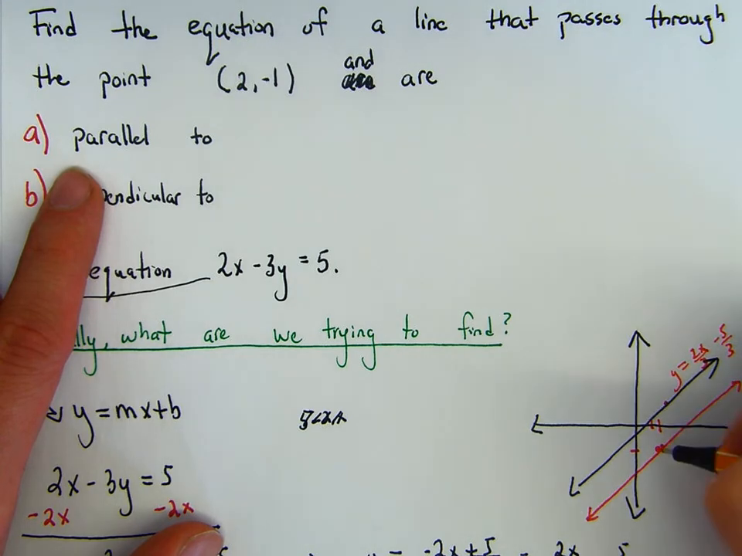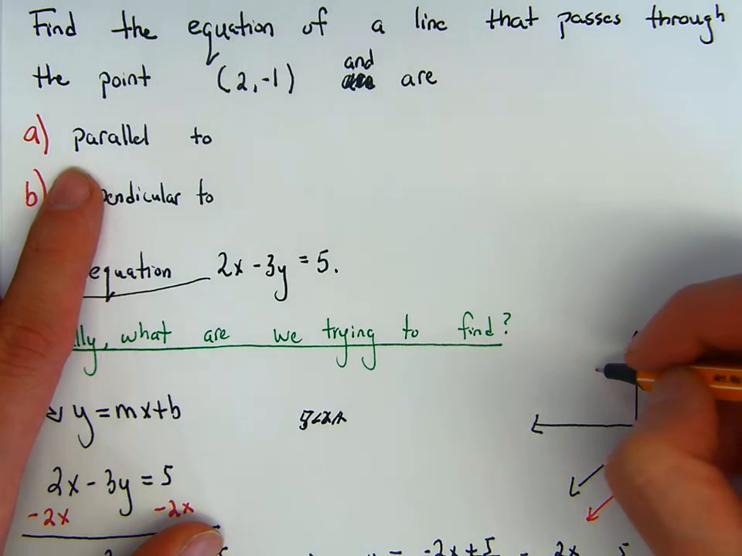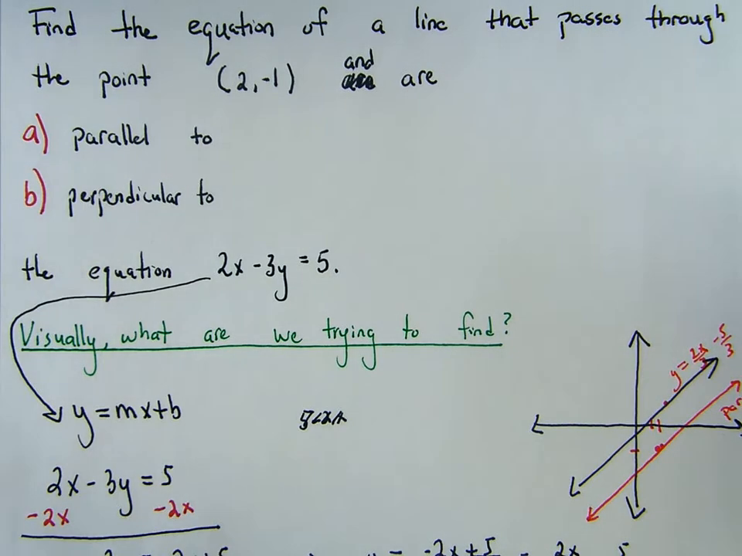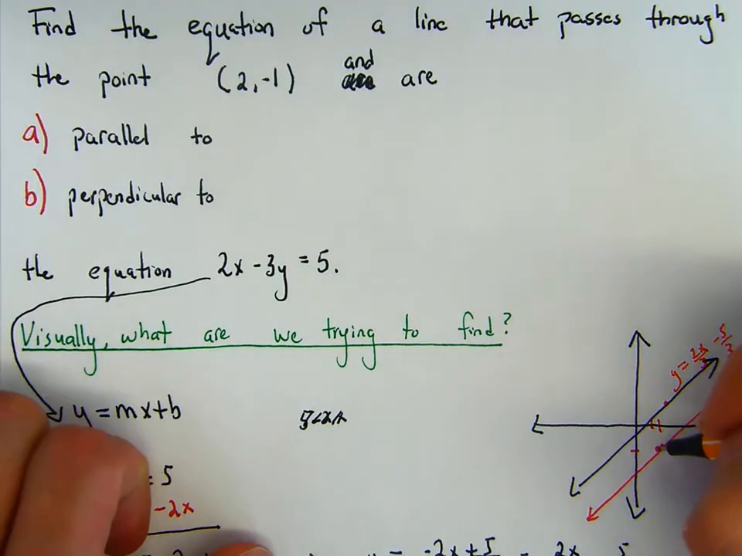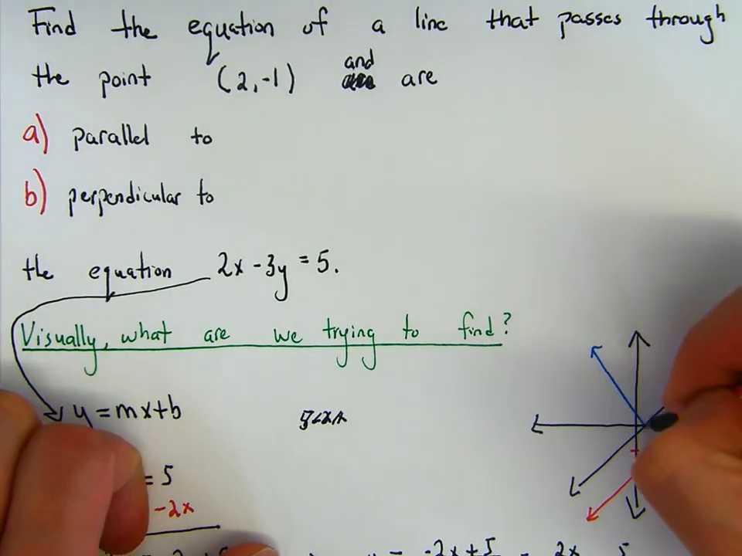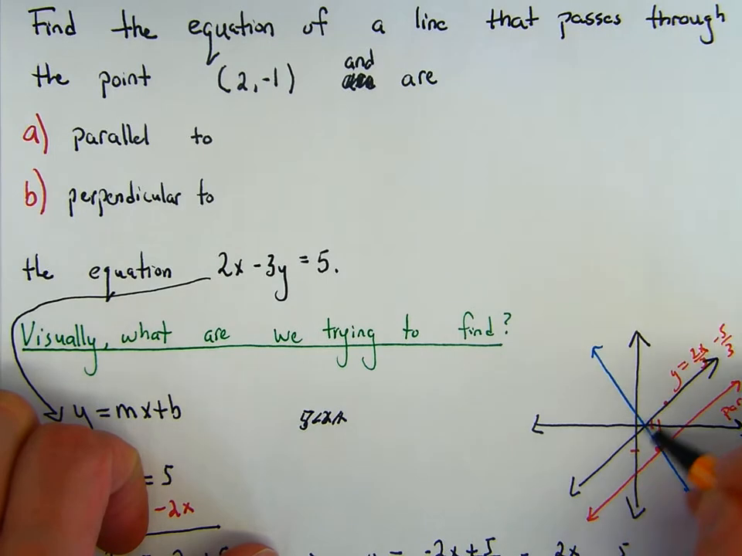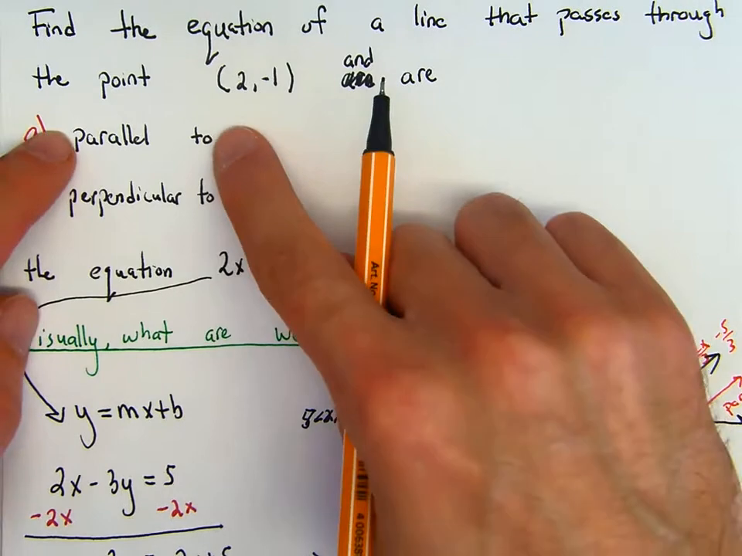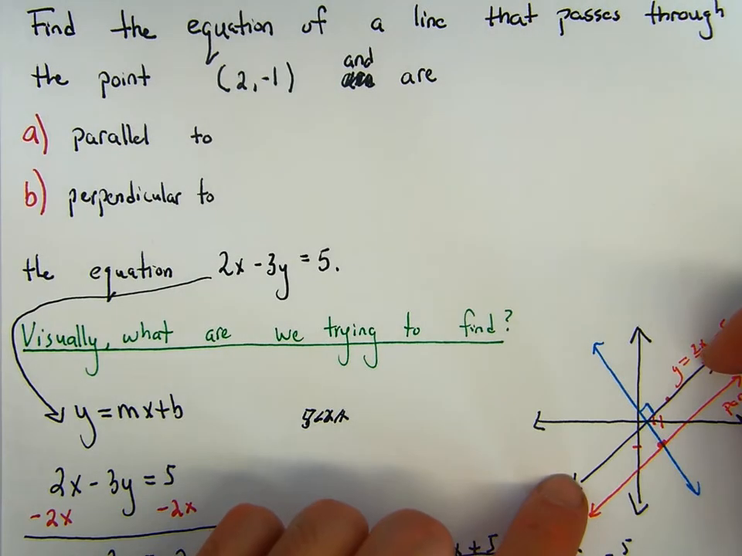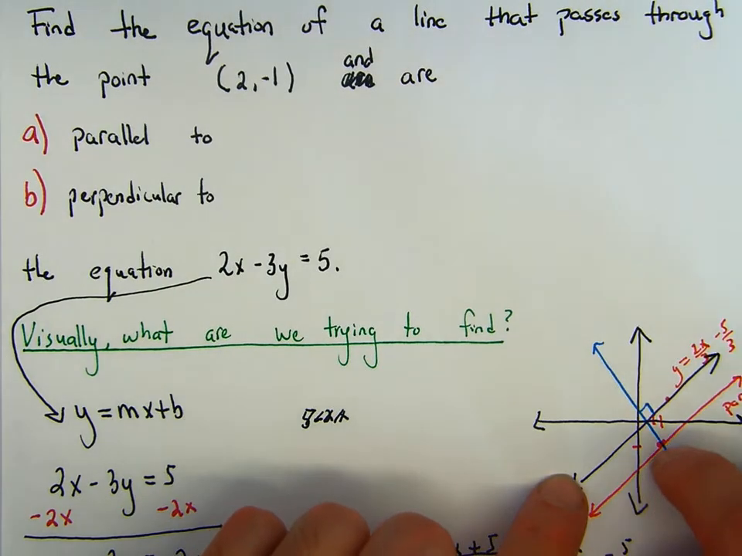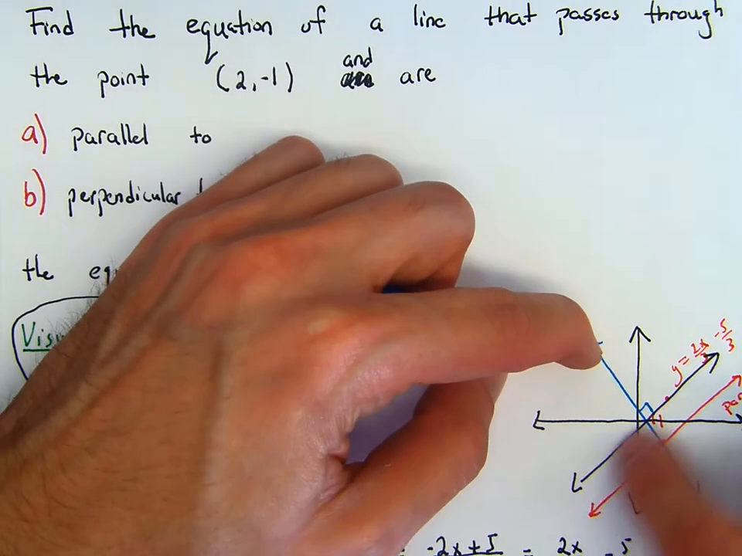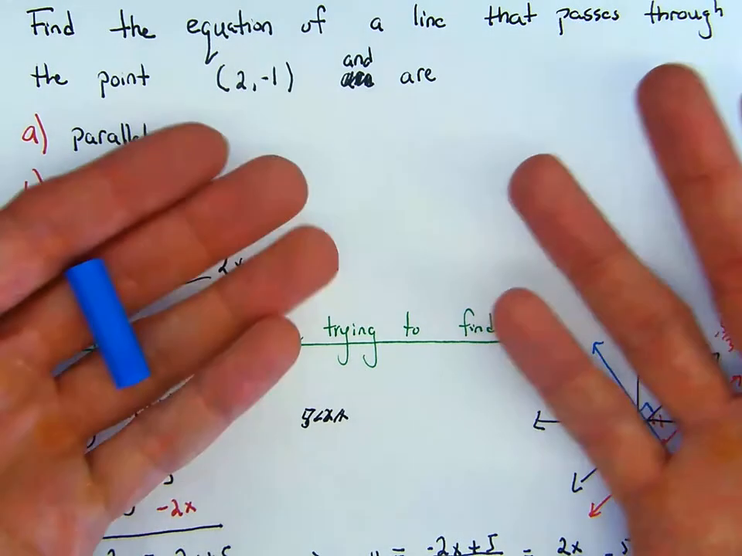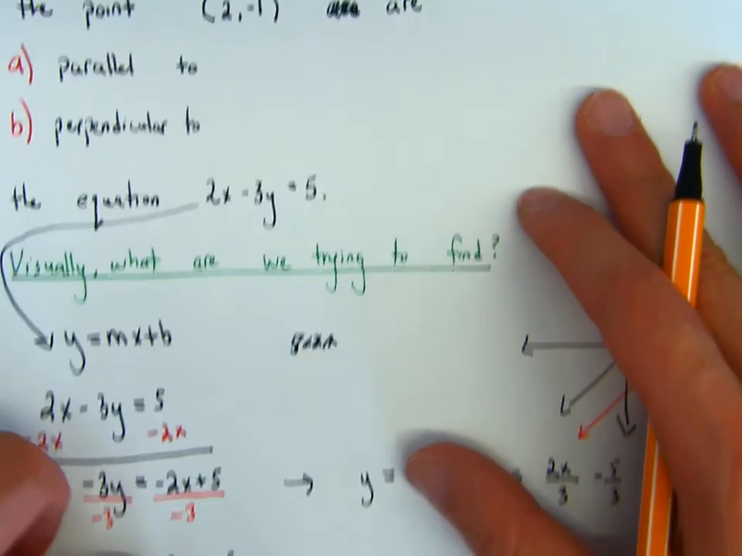This is the first line we want to find, the parallel one. And now we also want to find another line that hits this point, but is also perpendicular to the original line over here. That is our game plan. We want to find a line parallel to this line that also hits this point, and a line perpendicular to this line that also hits the point (2, -1). So how do we do it?